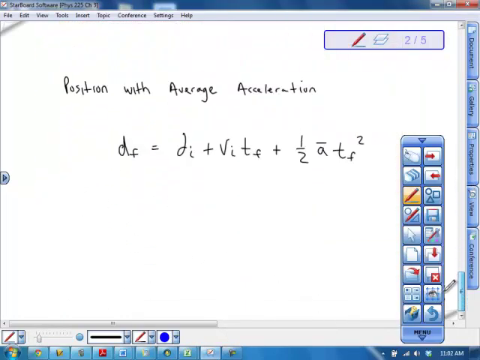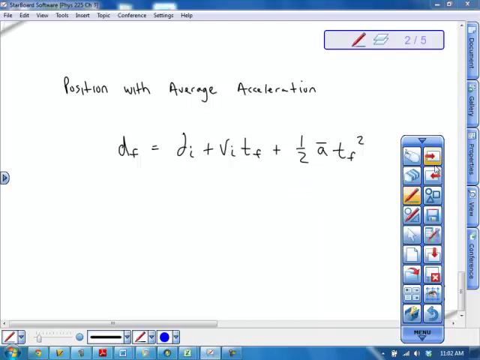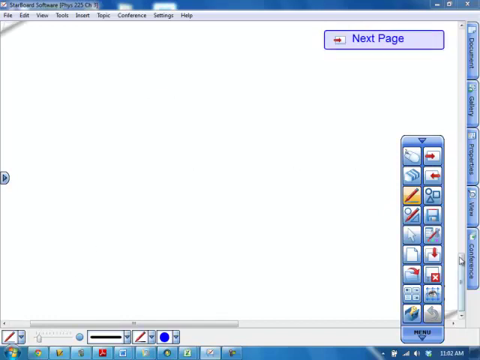All right, so let's look at position with average acceleration. Our distance final equals our initial distance plus initial velocity times time final plus 1/2 average acceleration times time final squared. The order doesn't matter in the way we write these terms, so sometimes I'm going to put it in standard form the way you learned, because this is a quadratic relationship. We put these in standard form in math class where we put the highest exponent first, so I'll probably follow that pattern mostly.